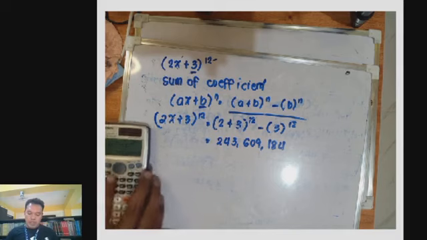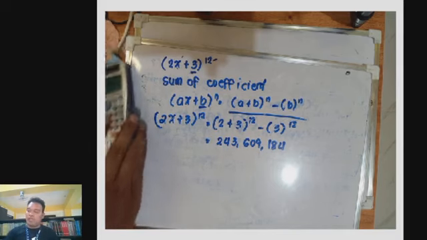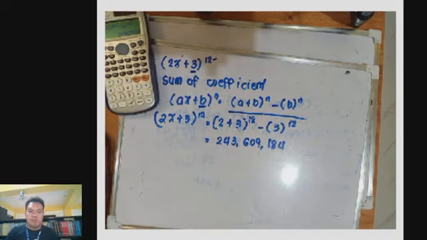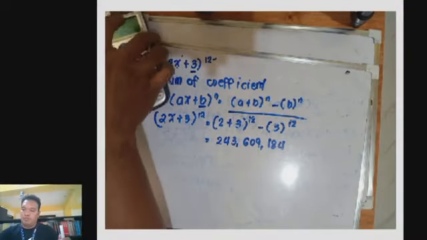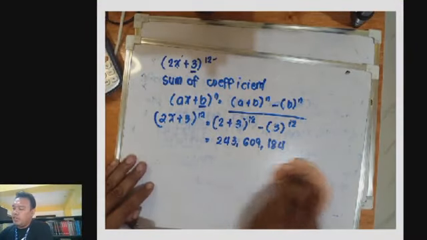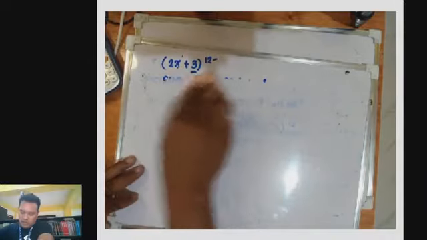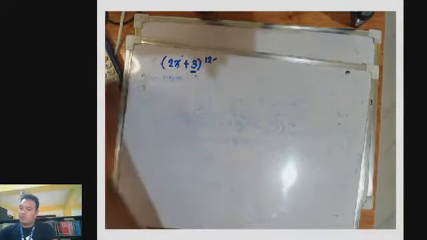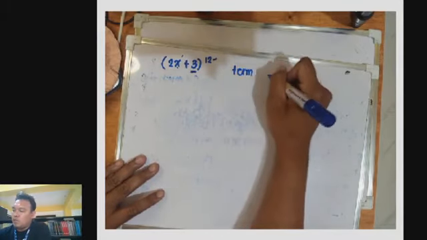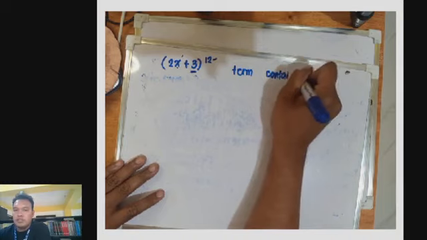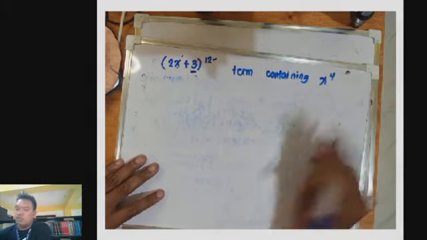Okay? Then, to find coefficient of term containing x raised to m, yung next question to, the coefficient of the term containing x raised to 4. So we have in binomial, yung x raised to 4 daw yung hahanapin, yung may x raised to 4. So, right? Next will be the term containing x raised to 4, no?